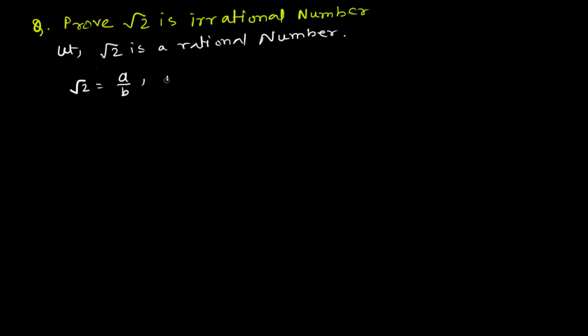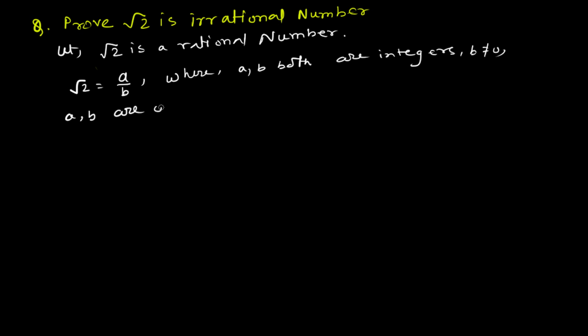where a and b both are integers, b not equal to 0, and a and b are co-prime. It is very important that you write that a and b are co-prime. This is the most important line we should write while doing this contradiction method, that a and b are co-prime. So let's take root 2 equals a by b.